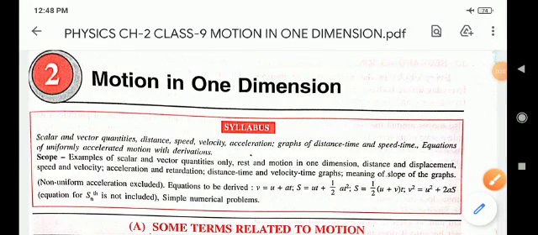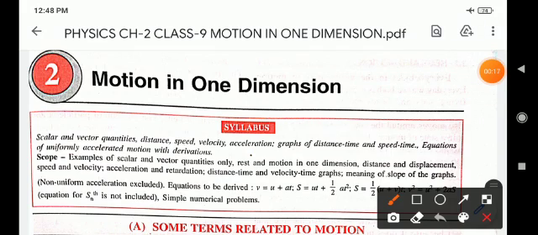Good morning everyone. Welcome again to the physics class on motion in one dimension. In this video, firstly we will discuss the syllabus. Children, motion in one dimension.